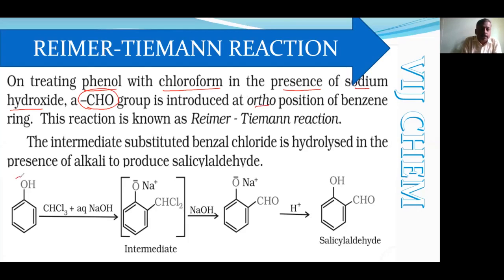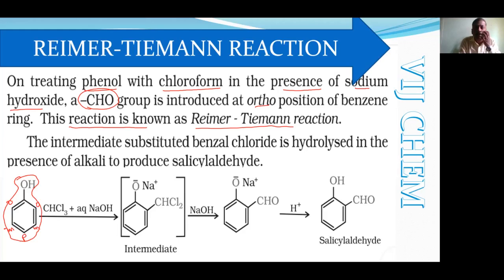So this is a phenol. In any monosubstituted benzene, as I told you in haloalkanes also, there are three types of active sites. This is ortho, this is ortho, this is meta, and this is para. The aldehyde group is introduced at the ortho position of the benzene ring. This reaction is known as the Reimer-Tiemann reaction.